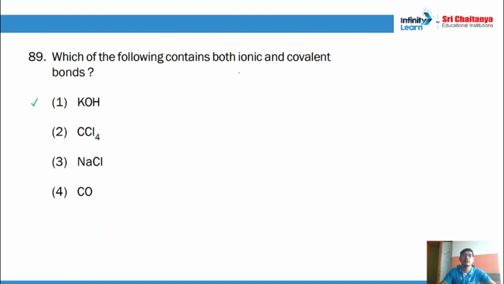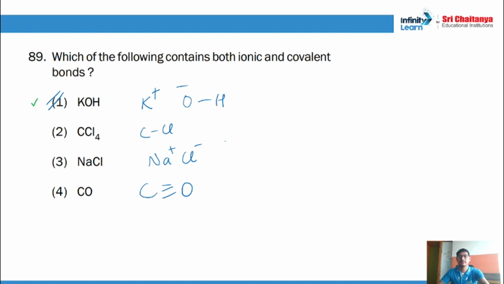Which of the following contains both ionic and covalent bond? Obviously, there is an ionic bond between potassium and oxygen, and a covalent bond between oxygen and hydrogen, because between two non-metals the bond is covalent. Here it is a covalent bond because both are non-metals. Here it is an ionic bond because one is a metal and another is a non-metal. Both carbon and oxygen are non-metals, so there is a covalent bond only. This becomes the correct answer.